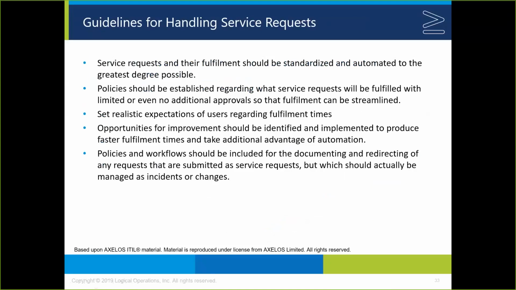There's a very heavy emphasis in the guidance on automation here. We want to simplify these practices and automate as much of this as we can get away with. Try to set realistic expectations for fulfillment and deliver on that pretty routinely.